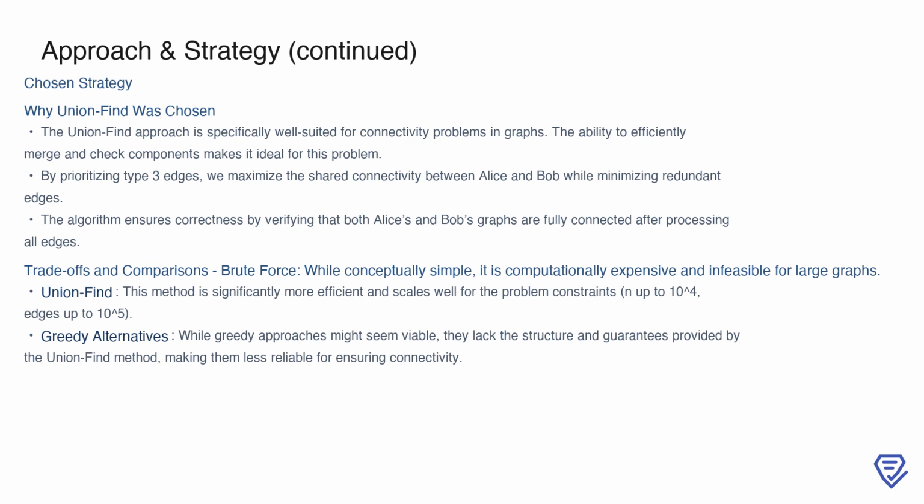Compared to the brute force approach, which is computationally infeasible for large graphs, union-find provides a significant improvement in efficiency. While greedy methods might appear to be alternatives, they lack the structured guarantees that union-find offers, making them less reliable. This balance of efficiency, correctness, and scalability is why union-find stands out as the optimal strategy for this problem.